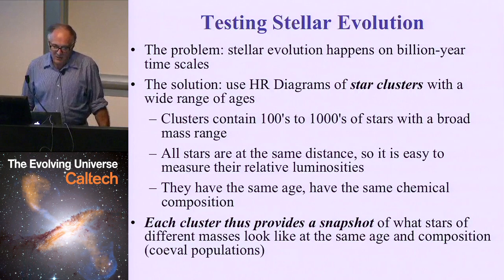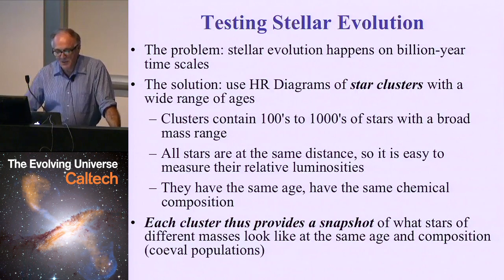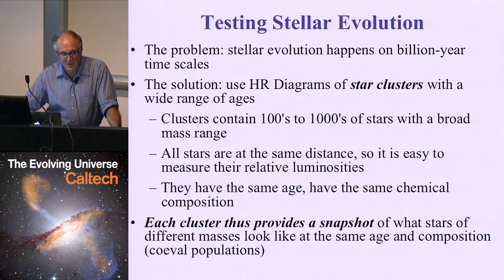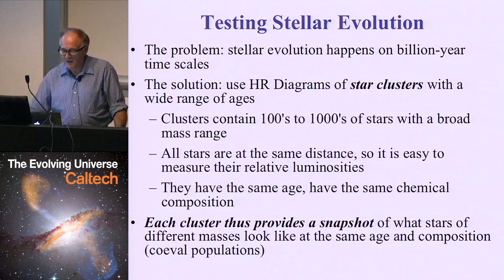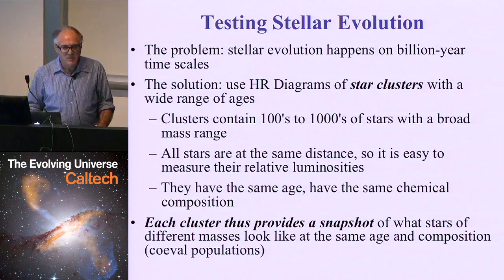So how do we test stellar evolution? The problem here is that this is a physical process that happens on timescales that are much, much bigger than the age of humans or the duration of a graduate student's PhD thesis or human civilization: billions of years. So the only thing you can hope to do is get a whole bunch of snapshots of stars of different ages. And star clusters come in very handy because we believe that by and large, in a given star cluster, most of them form more or less at the same time, within a million years or thereabouts.